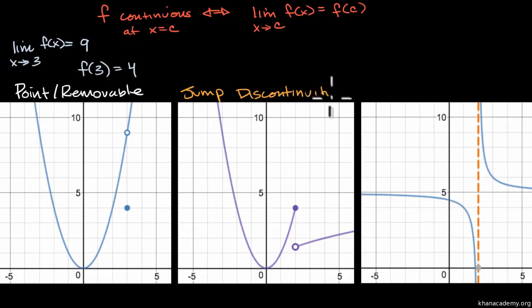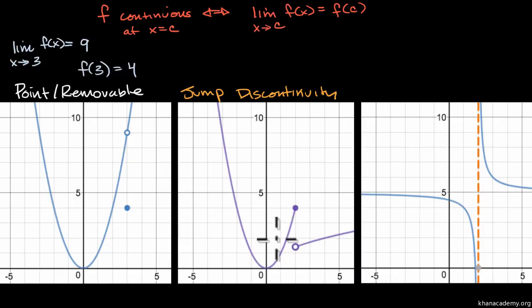Discontinuity. And this is, of course, a point removable discontinuity. And so how does this relate to limits? Well, here, the left and right-handed limits exist, but they're not the same thing. So you don't have a two-sided limit.